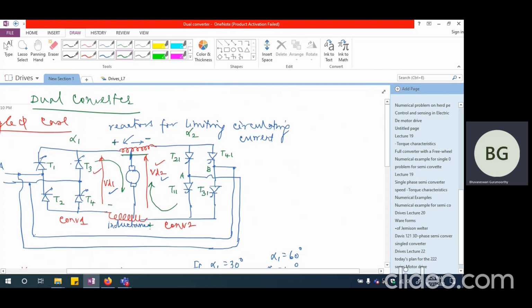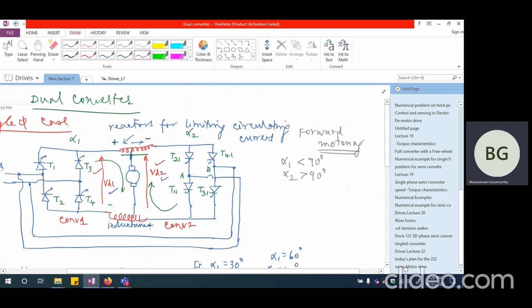When you want the first quadrant of operation, that is forward motoring operation, then you are going to have alpha 1 less than 90 and alpha 2 greater than 90.